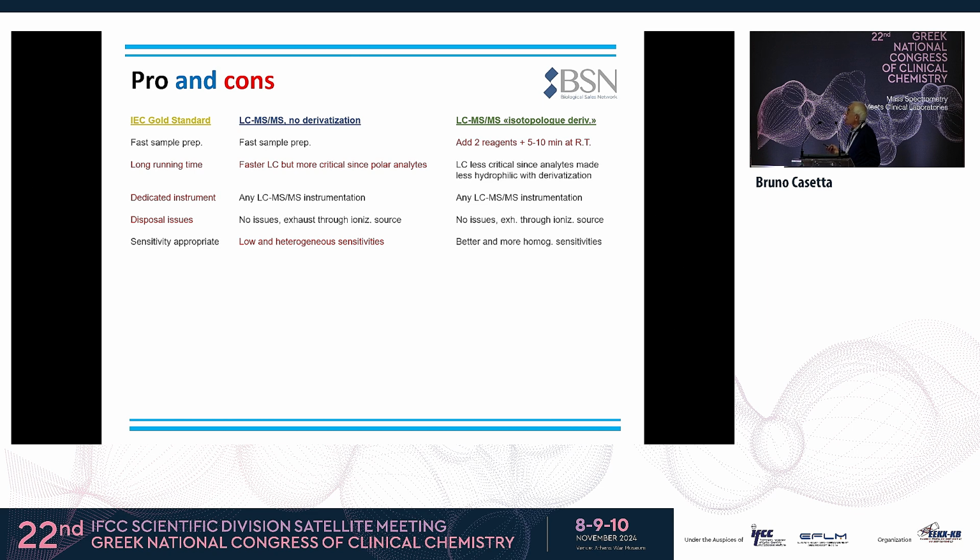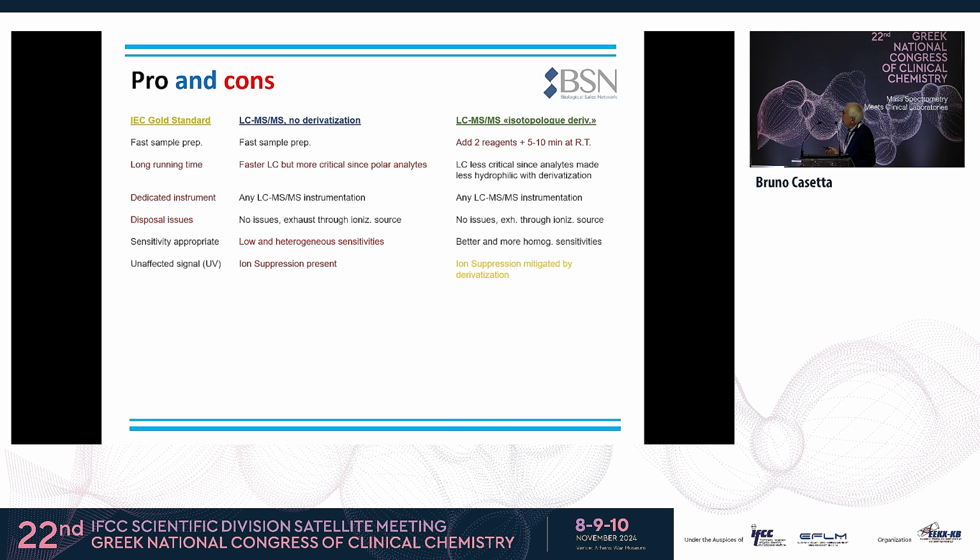The next point is the sensitivity. Here we have a sensitivity which is appropriate for the job of running the amino acids, so no issue. Here we have relatively good sensitivity as long as we have a high-level instrument, but the sensitivity remains very heterogeneous, which means that glutamine has a high sensitivity and glutamic acid a low sensitivity. The reason depends on the molecule itself. Here, because of this derivatization, the sensitivity is more homogeneous.